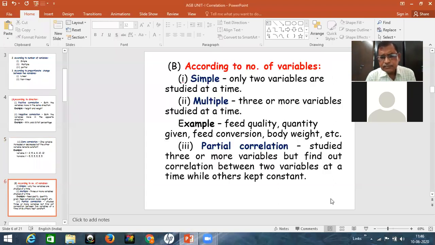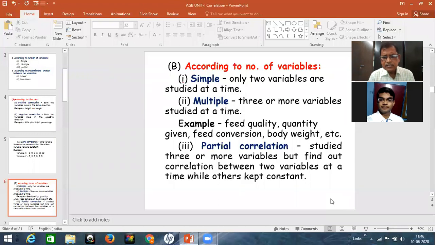Next, the other classification is according to the number of variables involved. As we know, correlation is the association or interdependence between two or more variables. When the correlation between two variables is studied, then we call it a simple correlation. When we are studying the correlation between three or more variables, then it is called the multiple correlation.